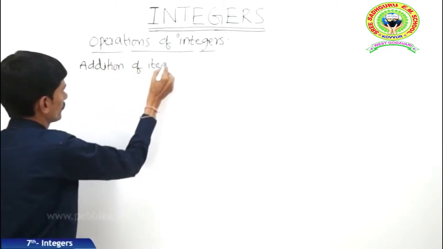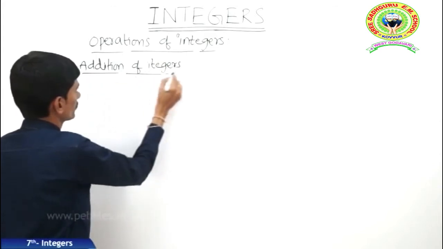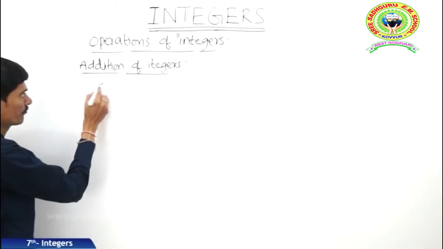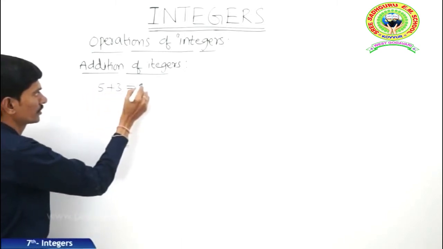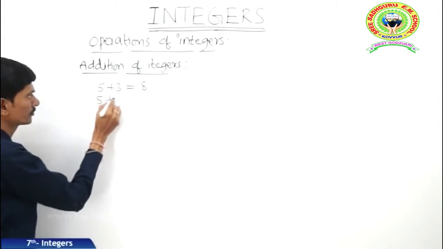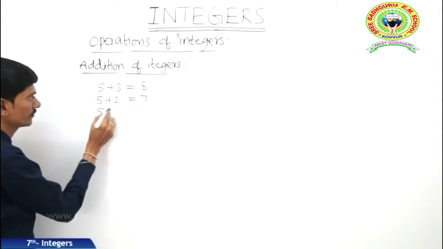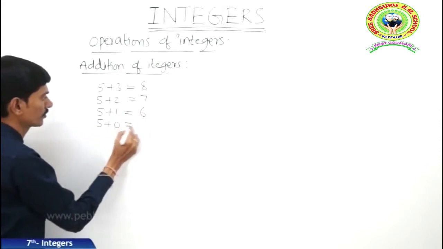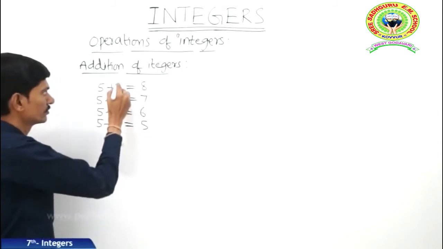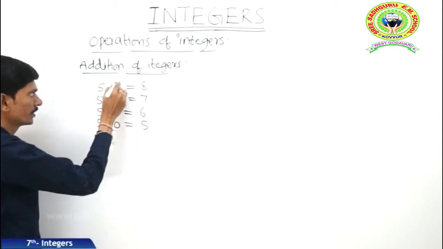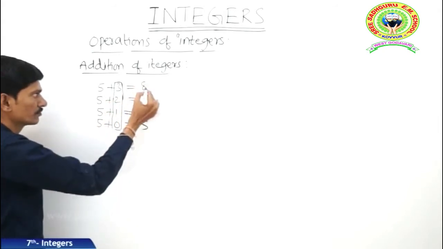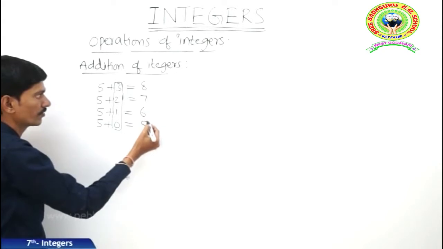Addition of integers. Now when you add two positive integers, such as 5 plus 3 equals 8, then 5 plus 2 equals 7, then 5 plus 1 equals 6, 5 plus 0 equals 5. Then when you decrease the number being added by 1, the value of the sum also goes down by 1.